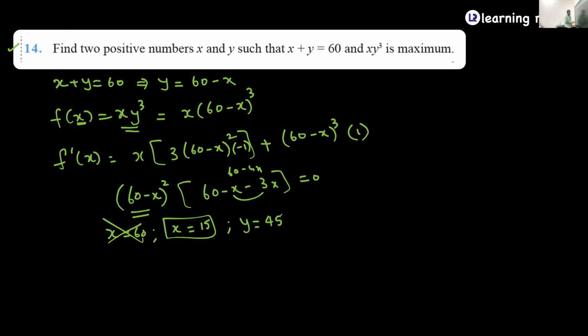From here, if you do f double dash of x, by substituting x is equal to 15, you will get a value lesser than 0. Hence, 15 will be the point of maximum.